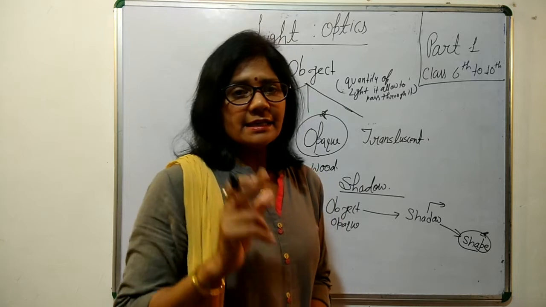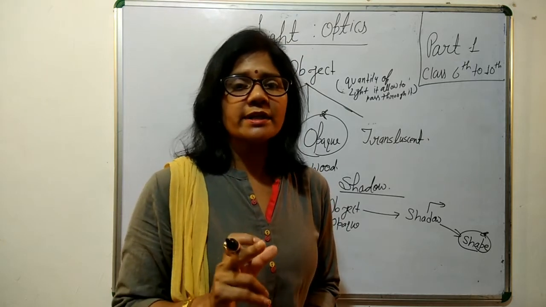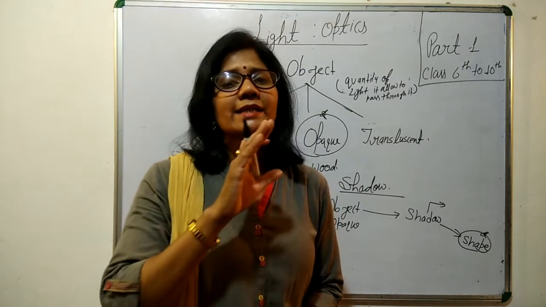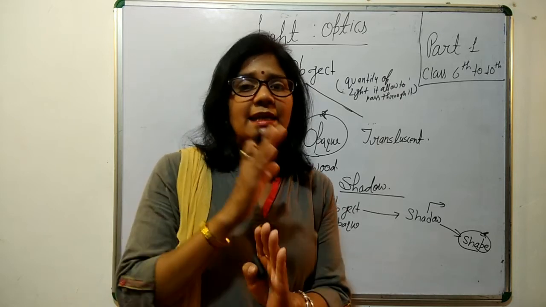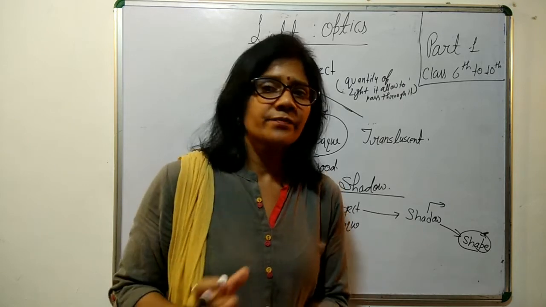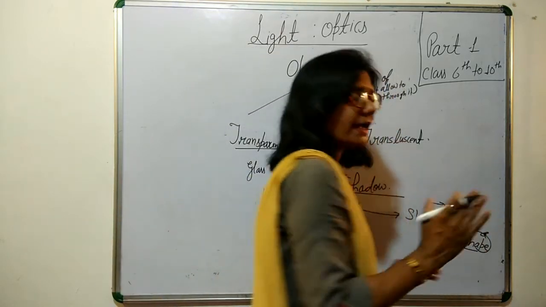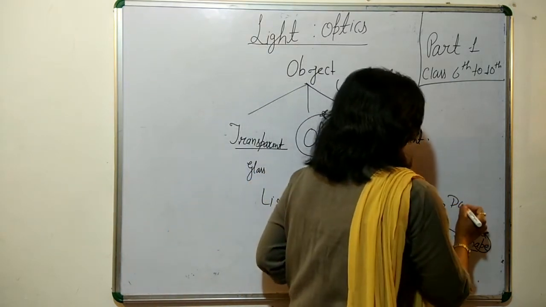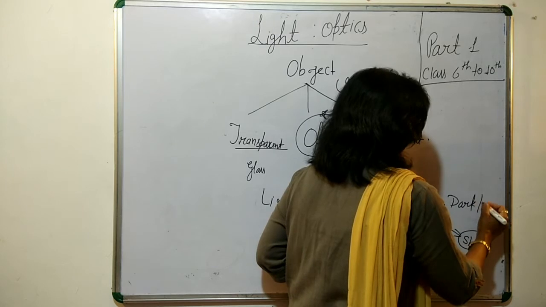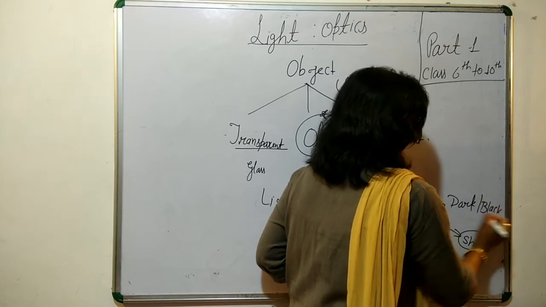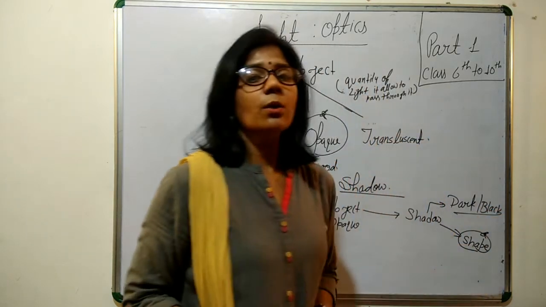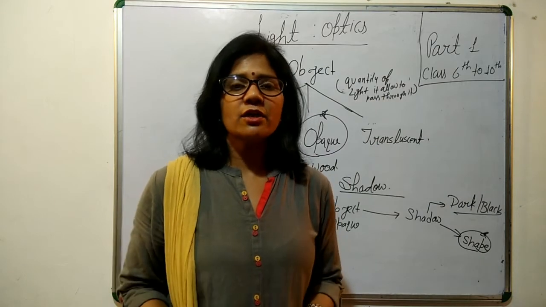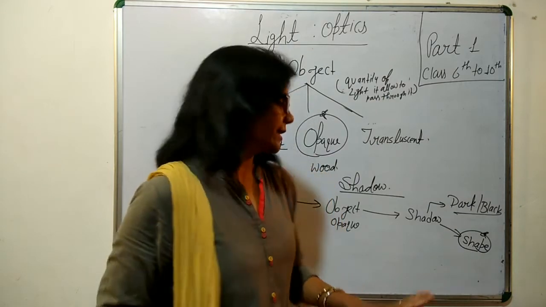The second thing, which is very important, is that shadow is always black due to the lack of light. As there is a lack of light, it means there is dark. So it is dark or black in color. Or we can say no colors, because what is the meaning of black? Lack of all color is black.